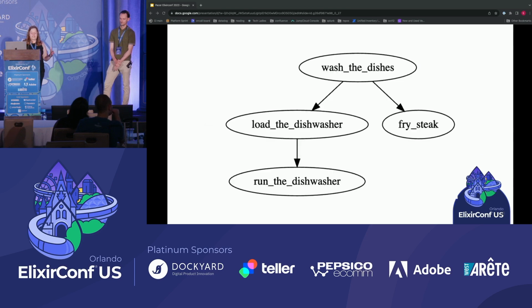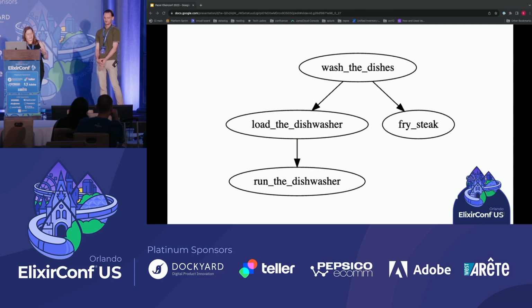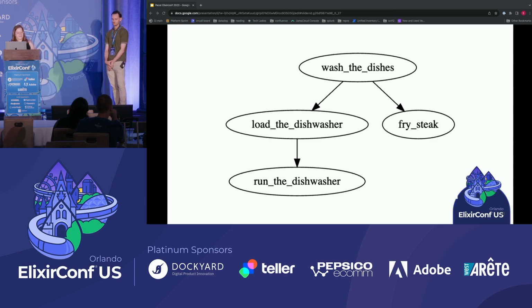So let's take those dependencies and make a visualization of a graph. So here we go, easy. Washing the dishes, top node. Then we're going to fry the steak on the side. But then we've got to go back and load the dishwasher and run the dishwasher. So this is what a DAG looks like. This is a directed acyclic graph. However, if you see this, there's a very obvious problem here. We can do two things at once. So how do we do that?